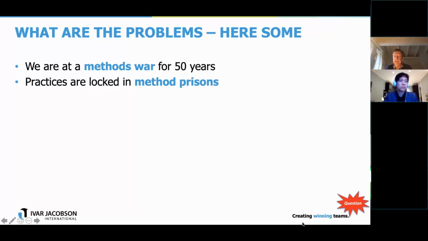Practices are locked into method prison. You have a lot of practices that all methods use, for instance, user stories, test-driven development, self-organizing teams, and so on. There are lots of them that are generic. I call them generic practices. But then the practices that are specific for a method, for instance, DAD has value streams and so on, are good, but they cannot be used by other methods without rewriting. That is why we call it method prison. You sit in a method prison. Horrible to be in a method prison.